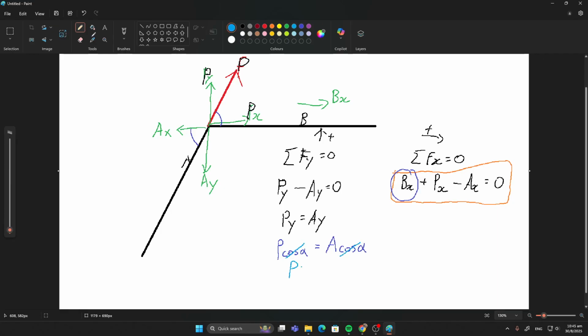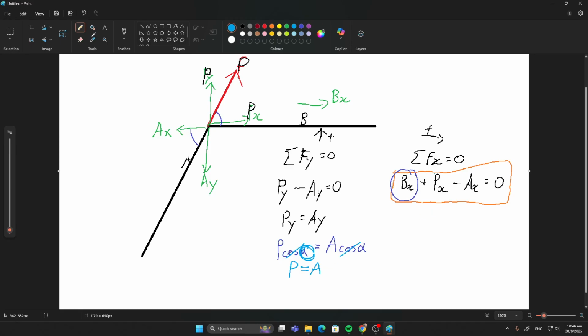Because of that, I am left with P equals A. That also means that for the x value, it should be the same, because it doesn't matter if I change sine, cosine, tangent. What matters is that my alpha is always the same for both P and A, which is why P equals A.